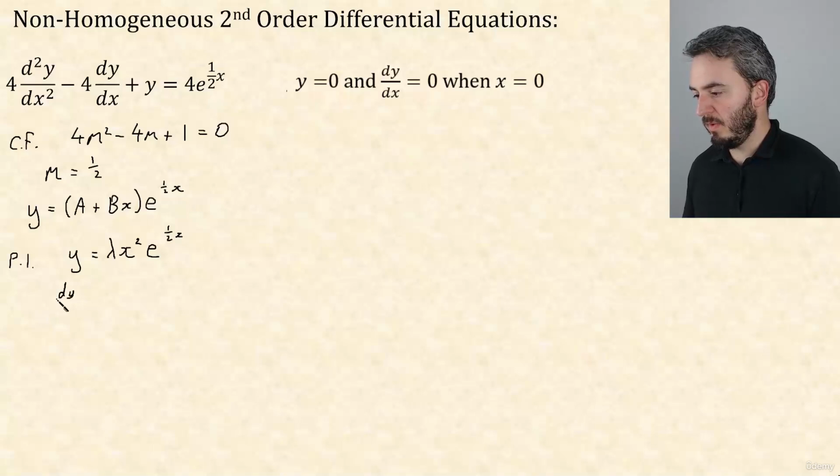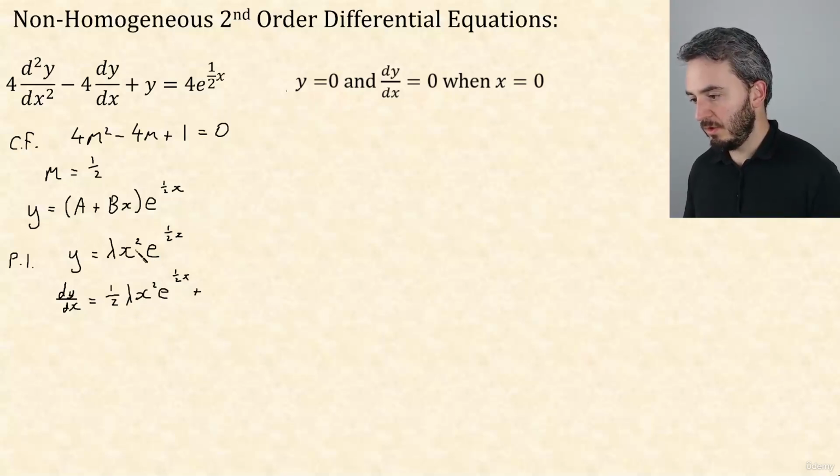So dy by dx, using the product rule here, uv dash, where v dash is half, so half e to the half x. So it's half lambda x squared e to the half x plus u dash v. U dash is 2 lambda x, so 2 lambda x e to the half x. Second derivative: product rule on both of these.